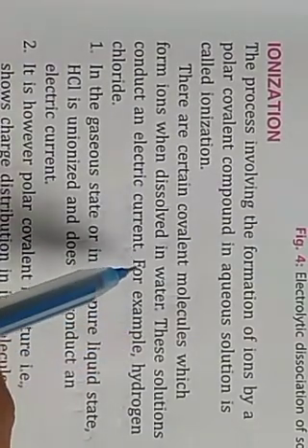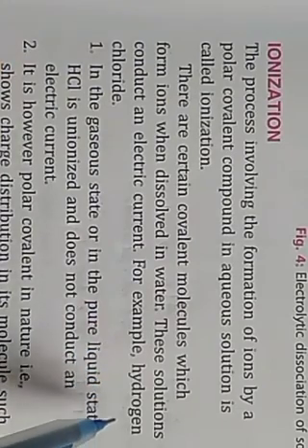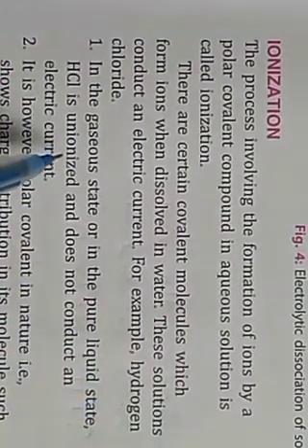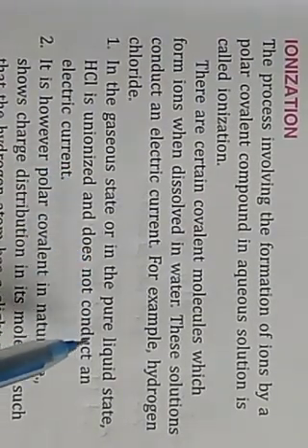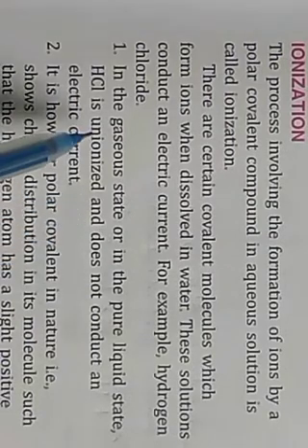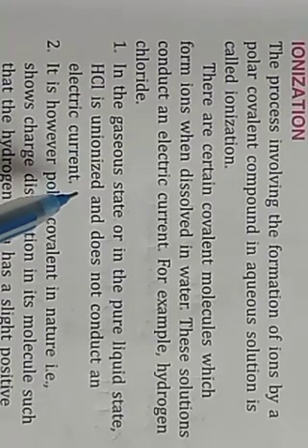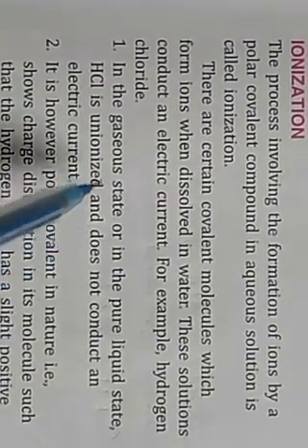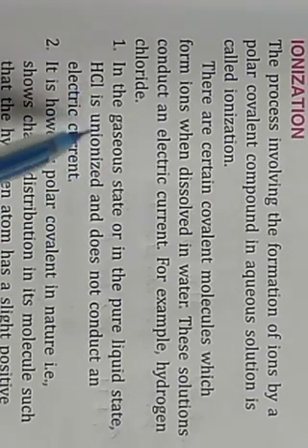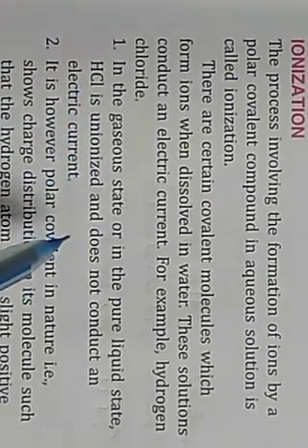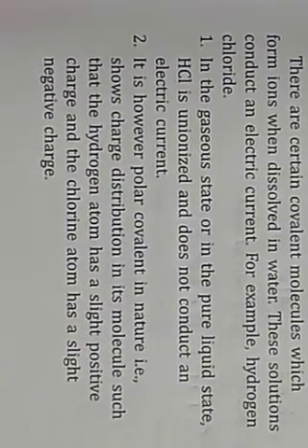As for example, hydrogen chloride. Hydrogen chloride is a polar covalent compound. When hydrogen chloride is present in the gaseous state or in the pure liquid state, it is unionized and does not conduct electric current or electricity, because in the pure liquid or gaseous state, hydrogen chloride is unionized. So ions are not present, and it does not conduct electricity.